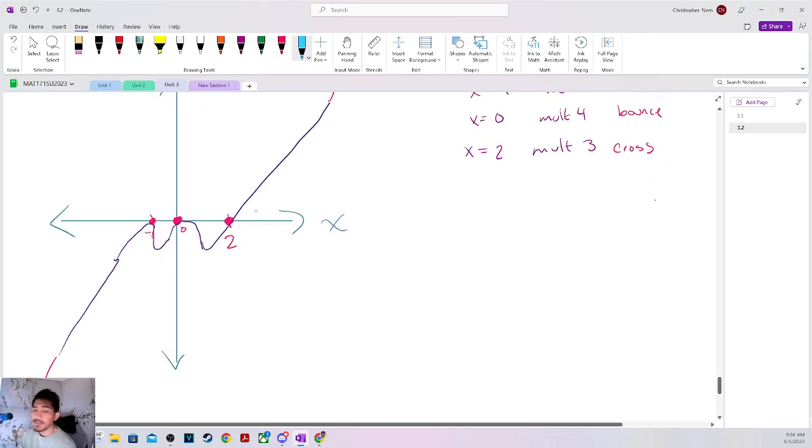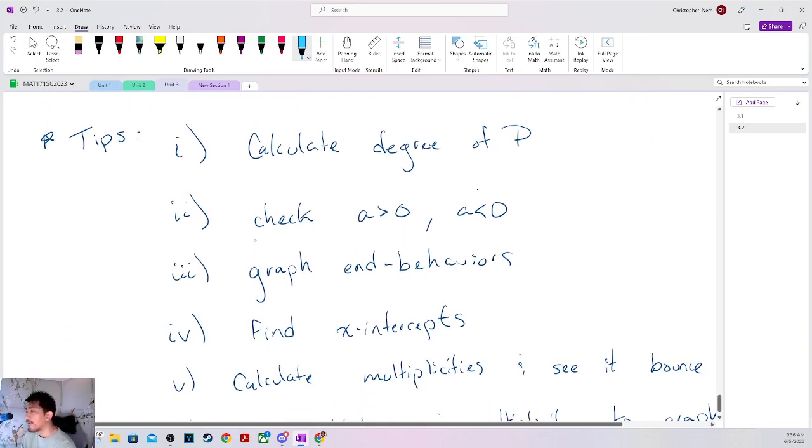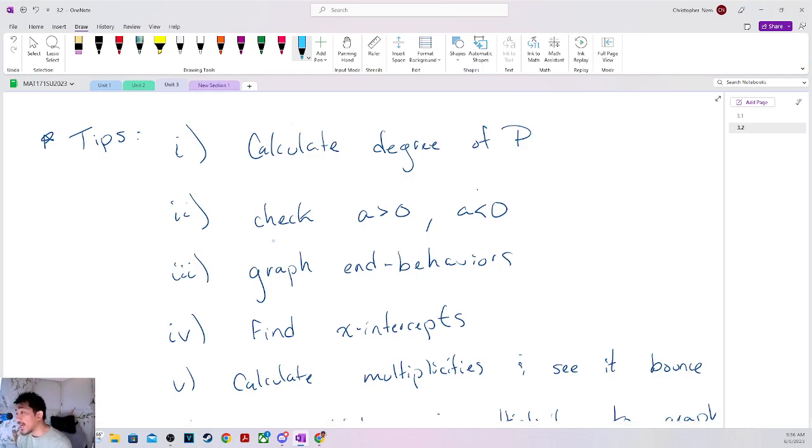So this is an example of how you can graph. You will be required to know how to graph these. So my tips are: first, calculate the degree of the polynomial. After you calculate the degree, check the leading term. Is it positive or negative? Once you've checked those, then you can graph the end behaviors.